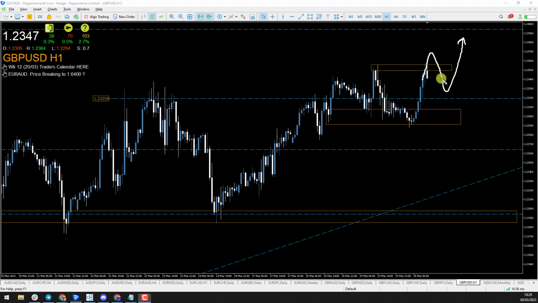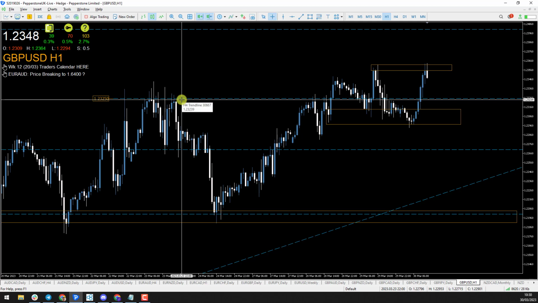So one or two options here for cable, I think, is if price actually pulls back down to the most recent area of demand, which was that 1.23 handle. If it does, we could look for potential opportunities to the upside there, with eyes being on that 1.24 handle. Now that's a 100 pip target from the 1.23, so that's a good thing to target. Ultimately, we could look for just a pullback into the 1.2325.